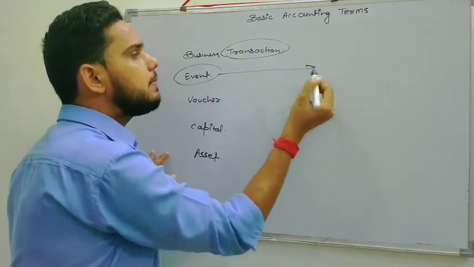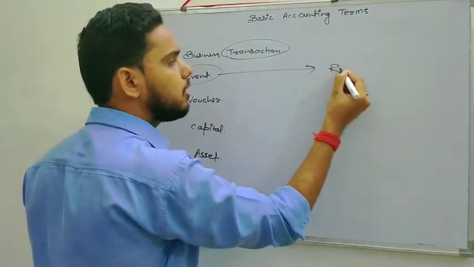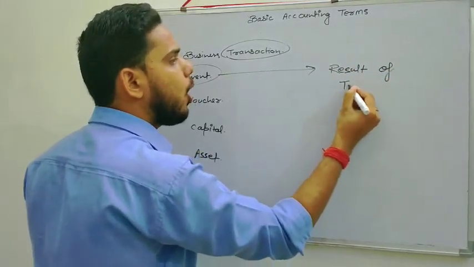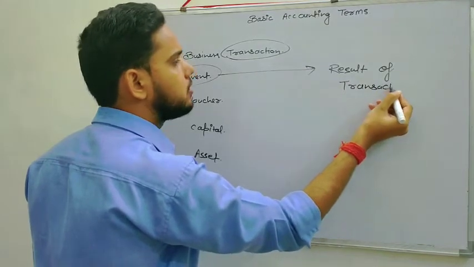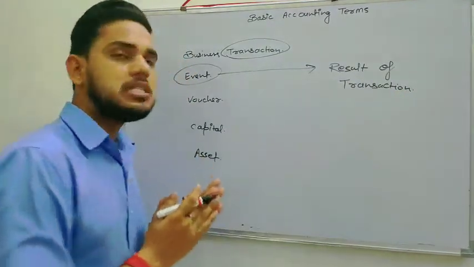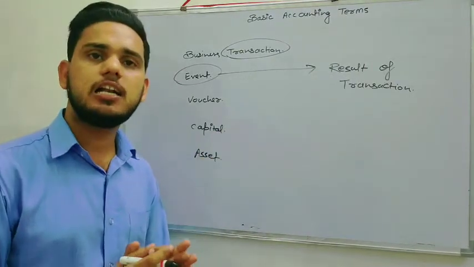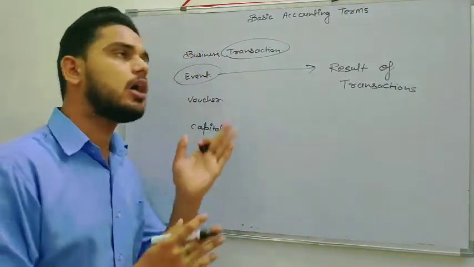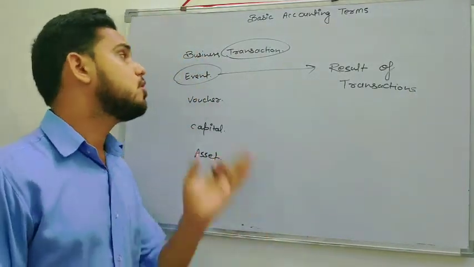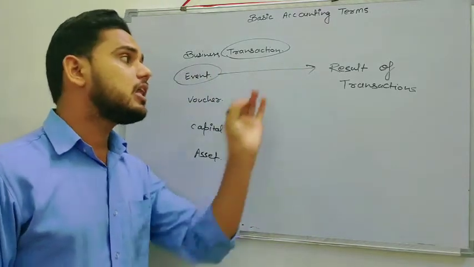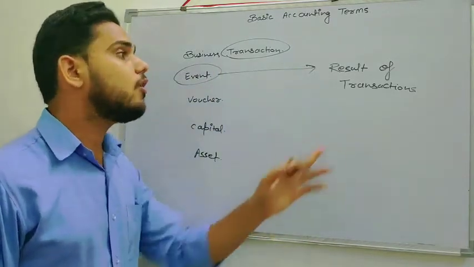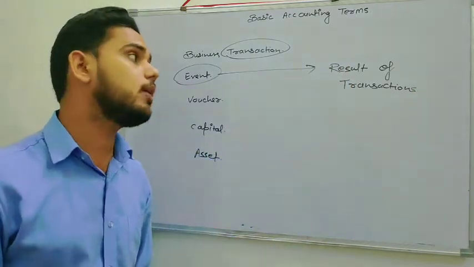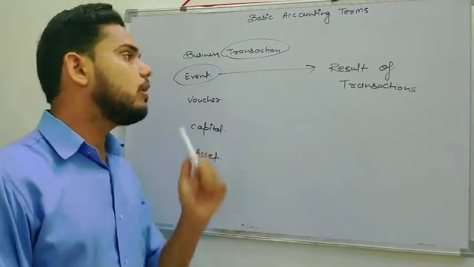Event is a very simple thing. The only thing that you need to remember is, what is event, sir? Event means result of transactions. Whatever transactions we are conducting, we just understood how to identify any transaction. So whatever transactions we are conducting, the result of not one transaction but of transactions, meaning two or more than two transactions, will be an event.